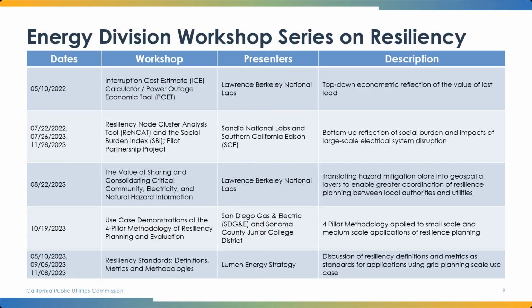We discussed the feasibility of how to gain greater coordination between local authorities and the utilities by using local hazard mitigation plans and locally determined resilience targets, an important concept across all four pillars. We looked at applied use case demonstrations of how to apply the four-pillar methodology to resilience planning at the small utility microgrid scale and the medium campus-wide scale. Within this workshop series, Lumen Energy Strategy held 3 workshops discussing how standard definitions of resiliency and specific resiliency metrics can be applied at the grid planning process scale, focusing on integrated resource planning, or IRP, as the use case.